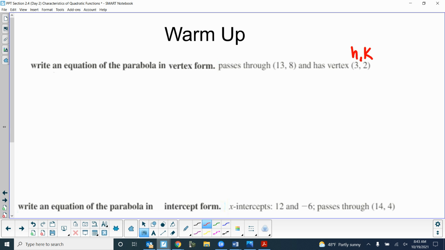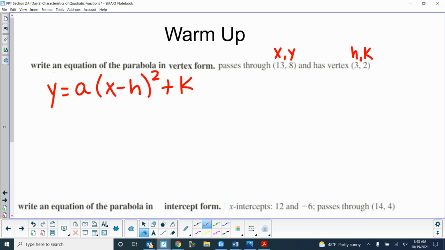All right? HK is the vertex, right? The point is XY, but remember, it's still XY for 3 and 2 there, but they just use HK for the formula in vertex form. So there's our vertex form. Okay? So we have to solve for A so we can find the equation.